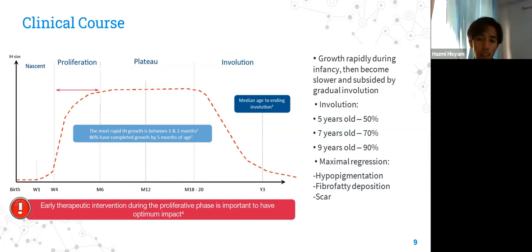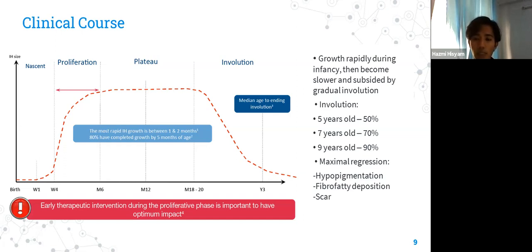and it is characterized by a more compressible papule. And at about 24 months or after 2 years, it will start to involute, and usually at 5 years old, it will regress completely. So for maximal regression, 50% of infants will have complete regression at 5 years old, 70% at 7 years old, and by 9 years old, we can say that almost all children have regressed their hemangioma.